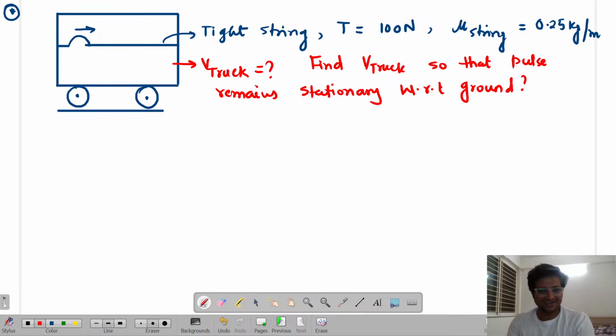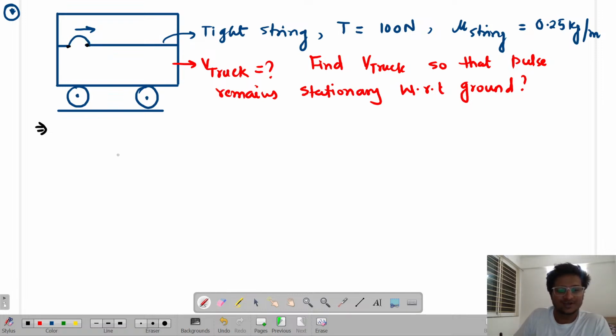Acha, does this truck have an acceleration? No. So no pseudo force is appearing on the string, isn't it? Acha, try to understand. The truck has to move with the same velocity in the opposite direction. Very, very good, Chandra. This is a nice answer.